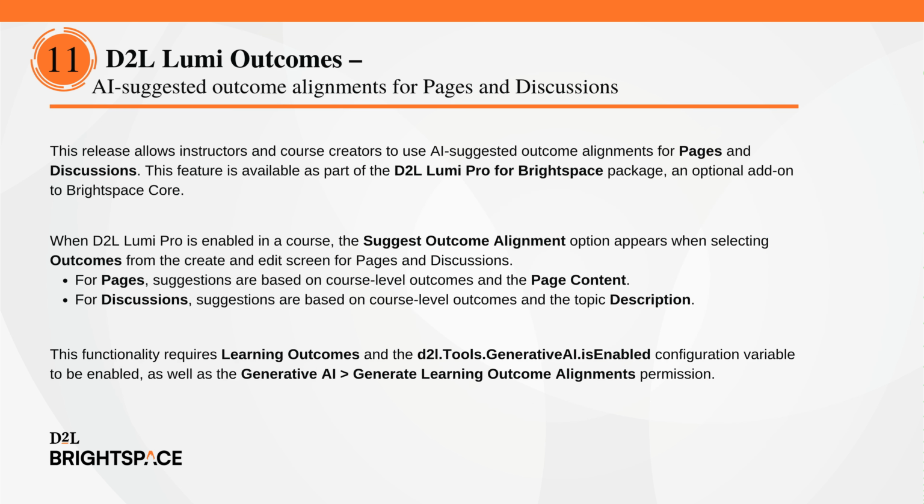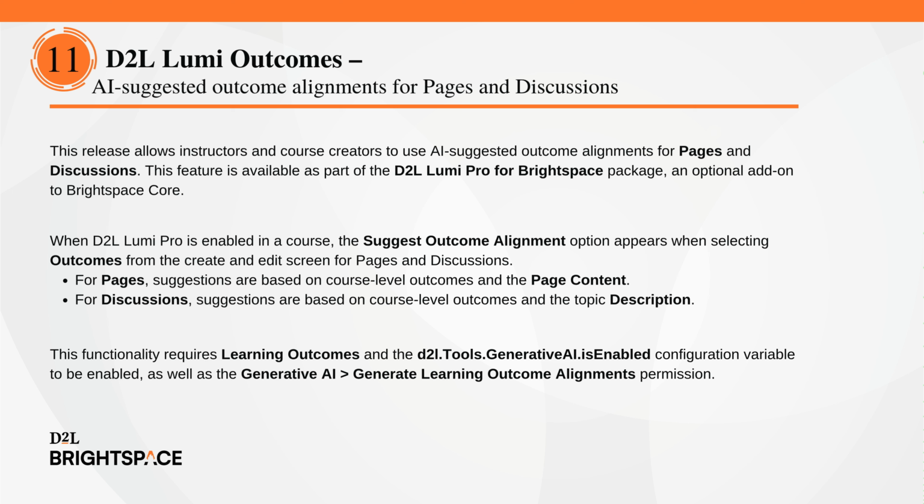This release allows instructors and course creators to use AI-suggested outcome alignments for pages and discussions. This feature is available as part of the D2L Lumi Pro for Brightspace package, an optional add-on to Brightspace Core. When D2L Lumi Pro is enabled in a course, the Suggest Outcome Alignment option appears when selecting outcomes from the Create and Edit screen for pages and discussions.